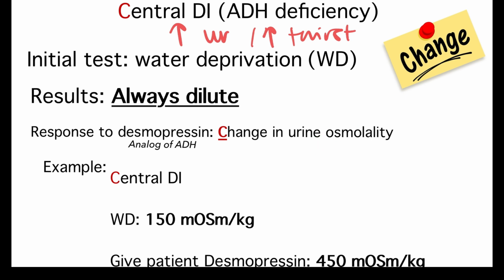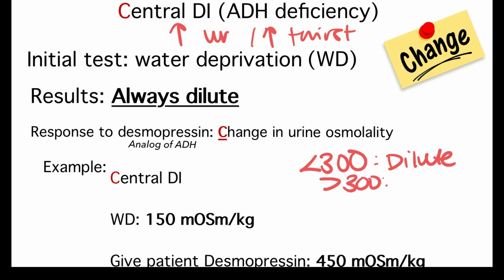Okay? So let me explain this. You have to understand this. This is where the questions will get you. So central diabetes insipidus, remember the C. We did the water deprivation test. Remember, our lucky number is 300. 150 is dilute or concentrated? Remember, anything less than 300 is dilute, and anything greater than 300 is concentrated. In this patient, when we did the water deprivation test, it is still what? Dilute, because it's less than 300.